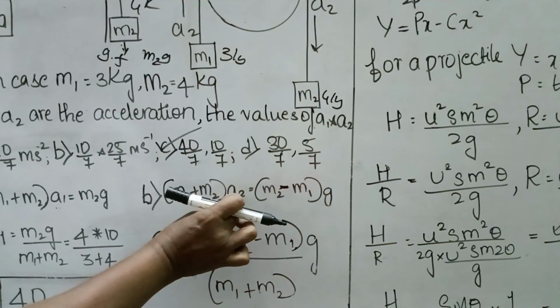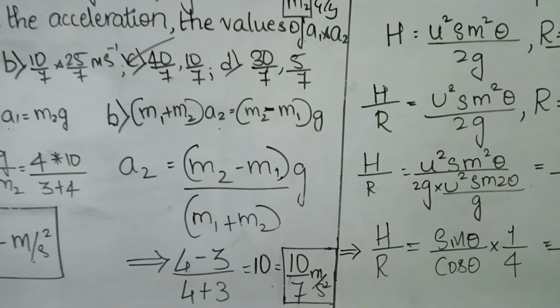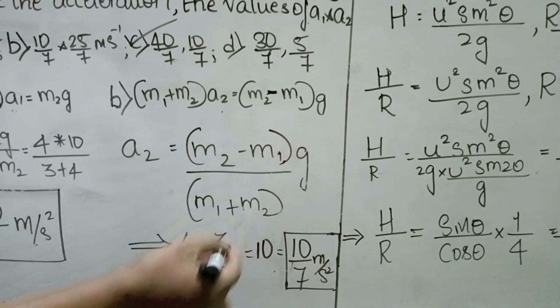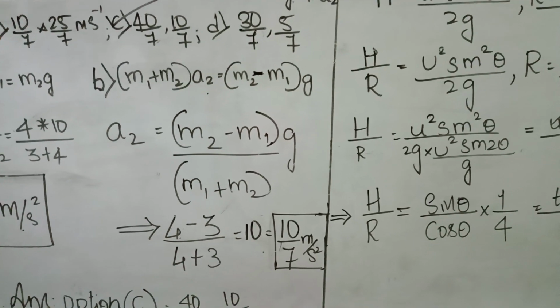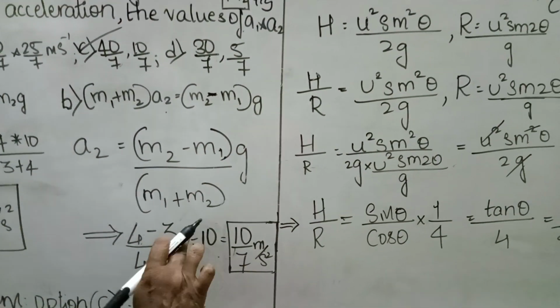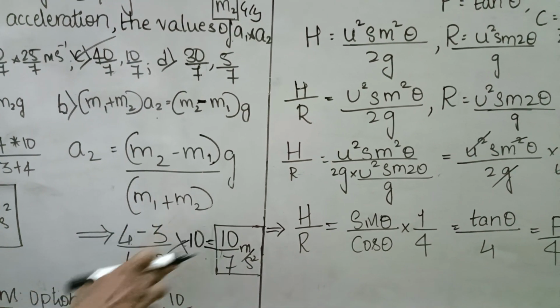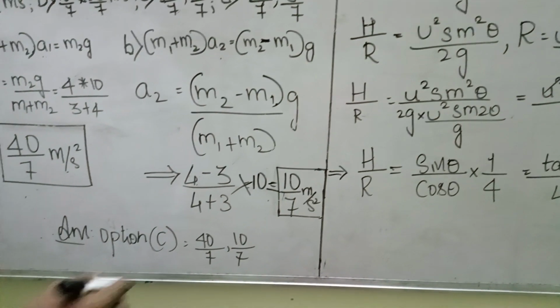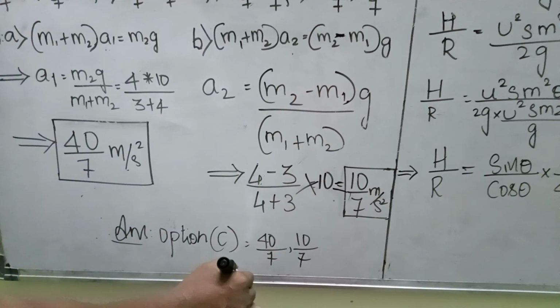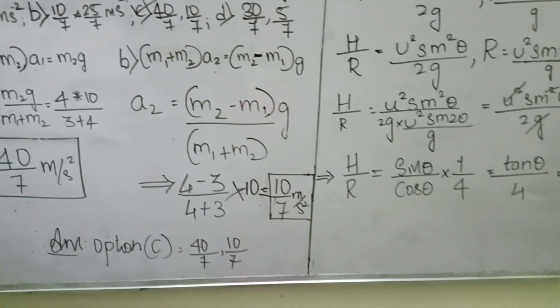From this a2 is equal to m2 minus m1 into g divided by m1 plus m2. m2 is 4, m1 is 3, 4 minus 3 by 4 plus 3, into g, 10, we get 1 into 10, 10 by 7 meter per second square. So the answer is a1 is 40 by 7 and a2 is 10 by 7 meter per second square.